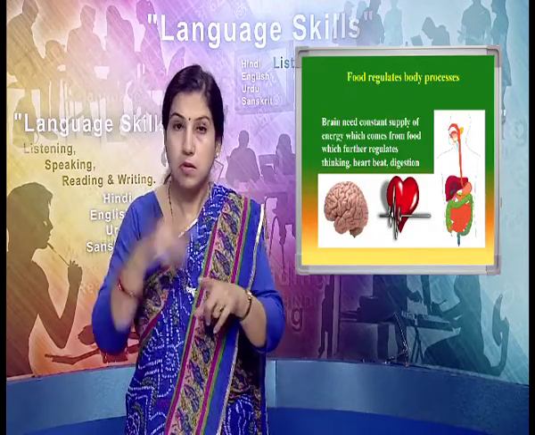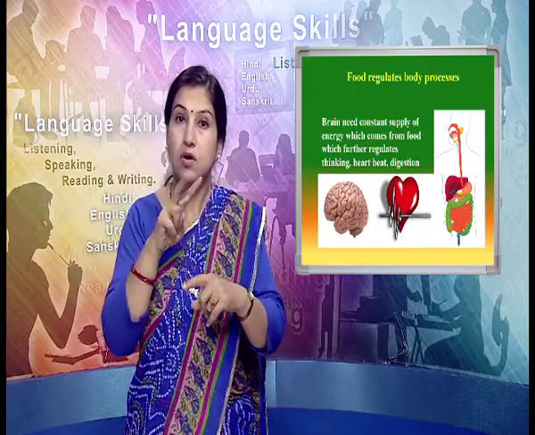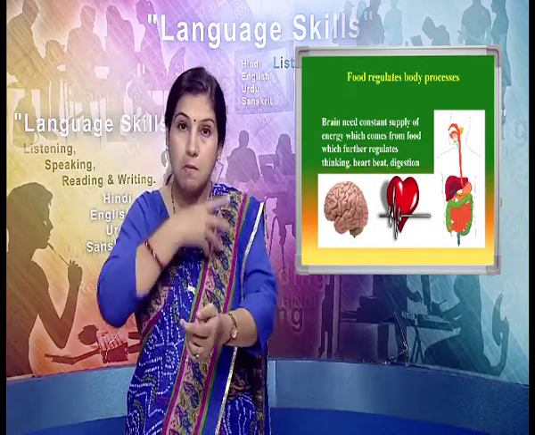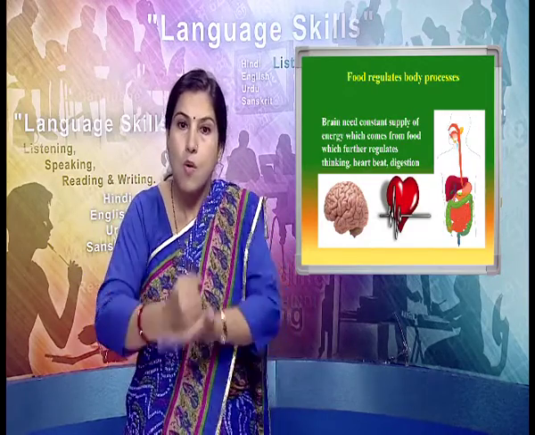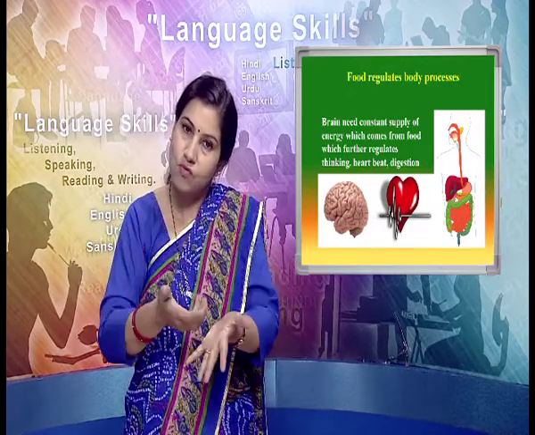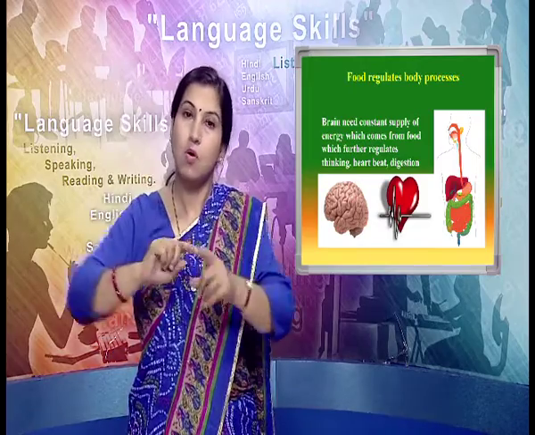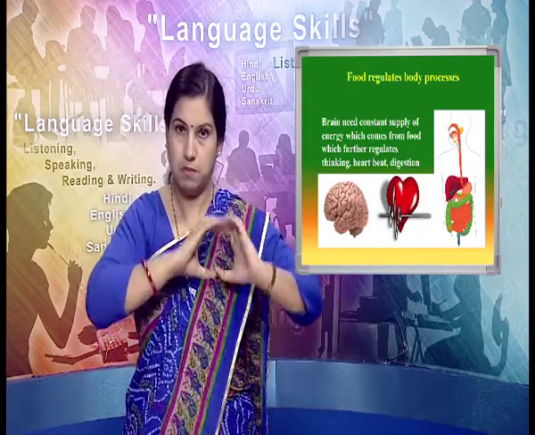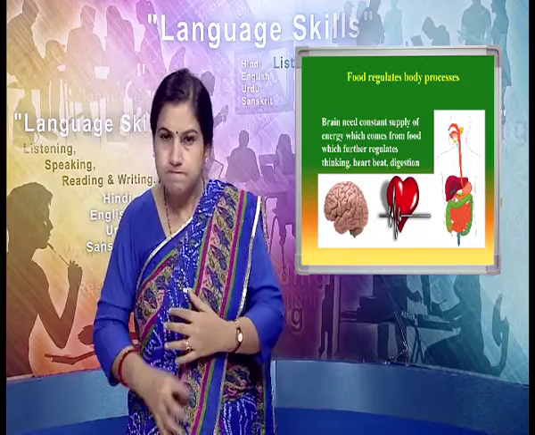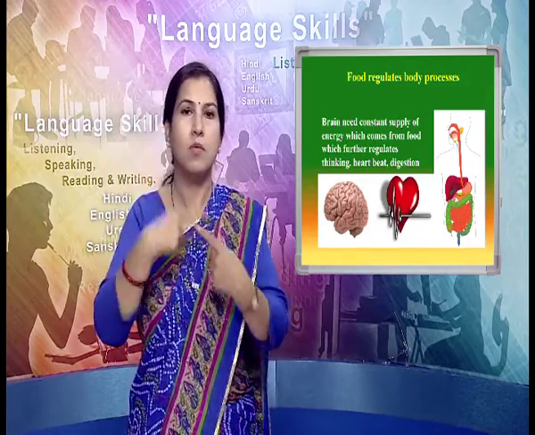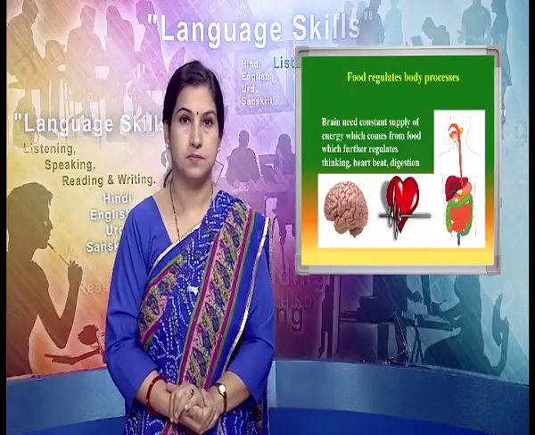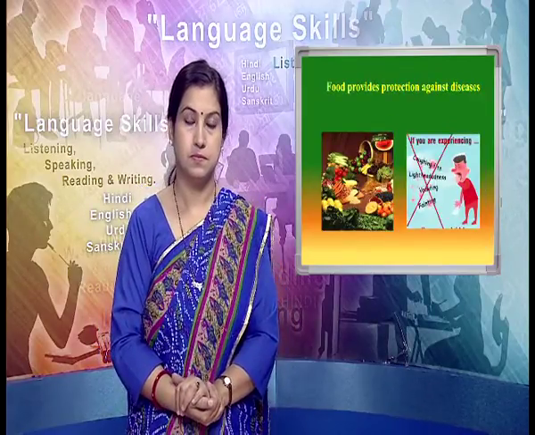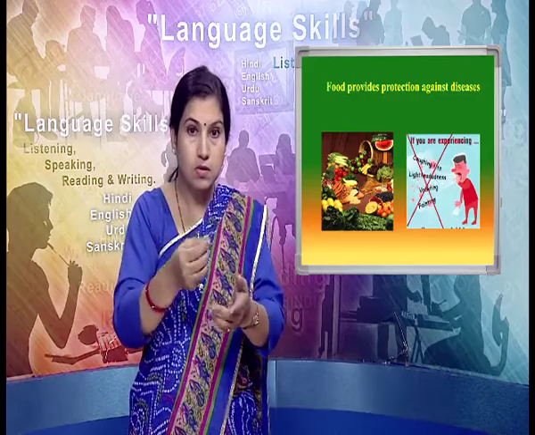Food regulates our body processes. The brain needs a constant supply 24 hours a day. And where does it come from? From the food. The brain regulates all the processes like heartbeat and digestion, which you may not realize, but food regulates your body processes. Food provides protection against diseases.